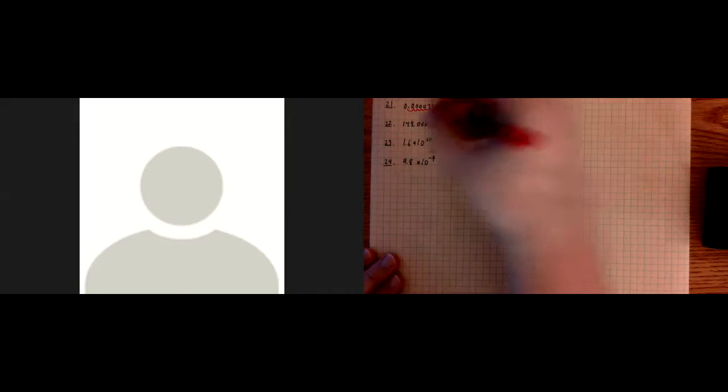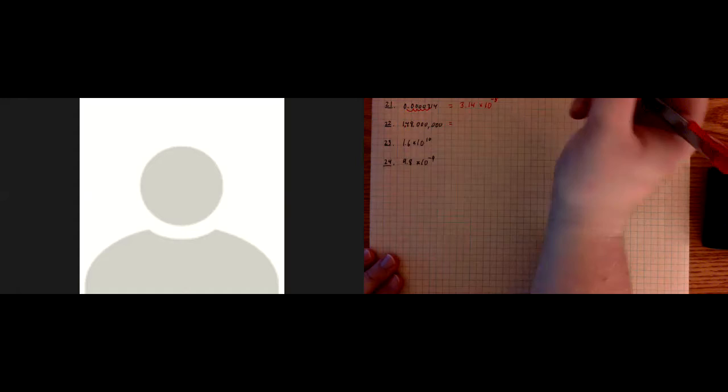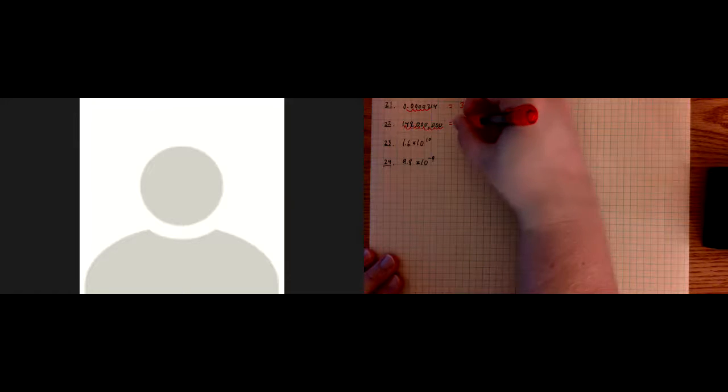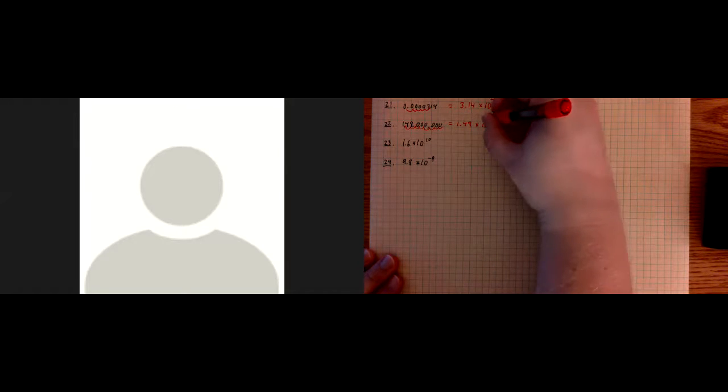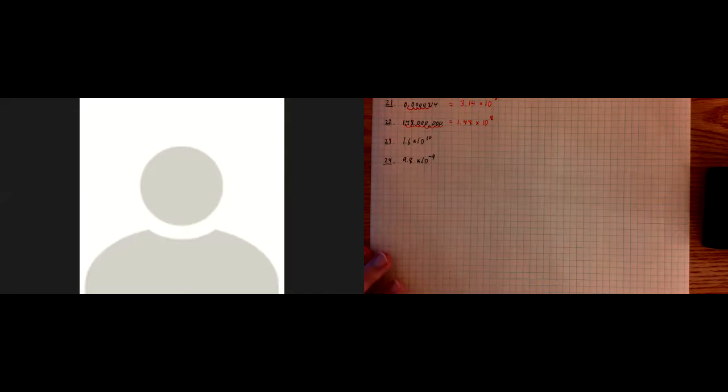For 22, same thing. Our new decimal point needs to go right here between the 1 and the 4. So I count 1, 2, 3, 4, 5, 6, 7, 8. So 1.48 times 10 to the 8th. It's a big number, so it gives a positive value.